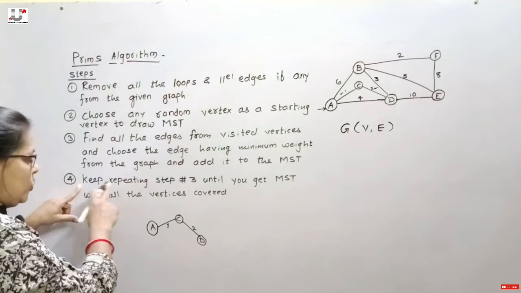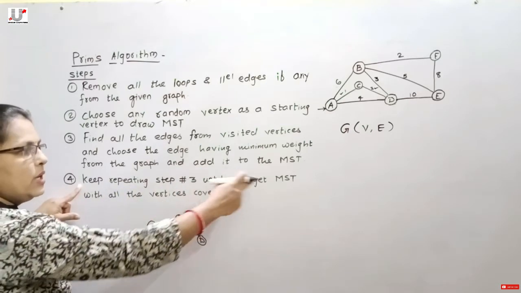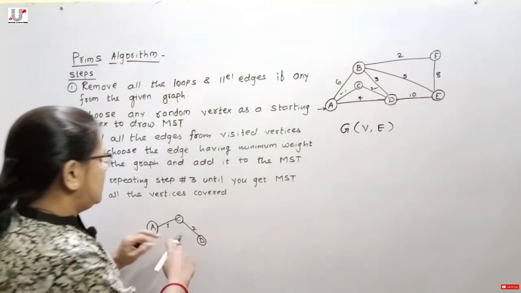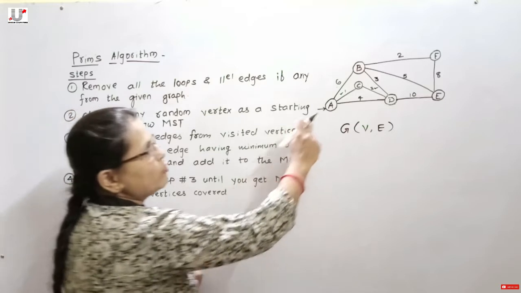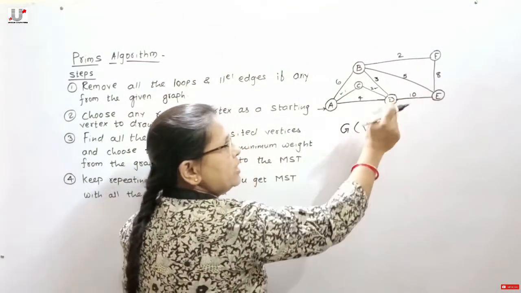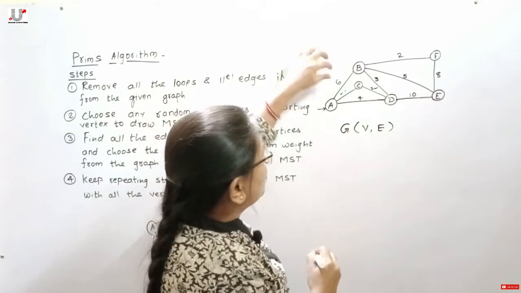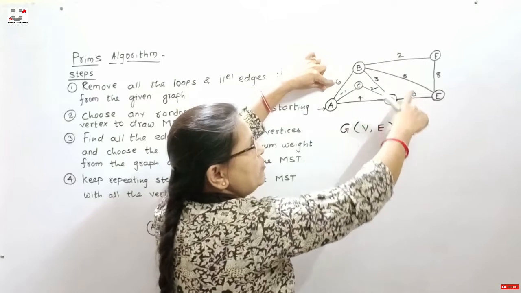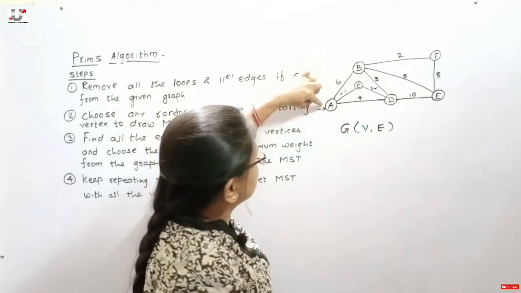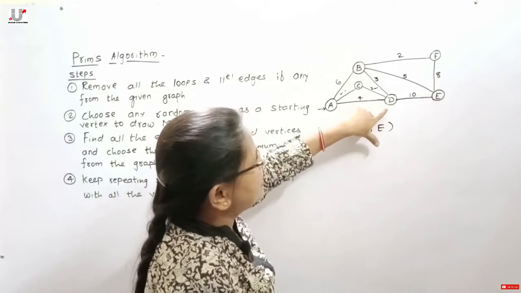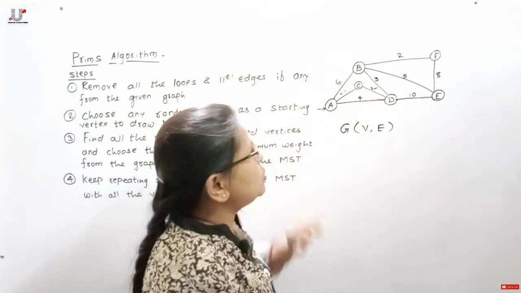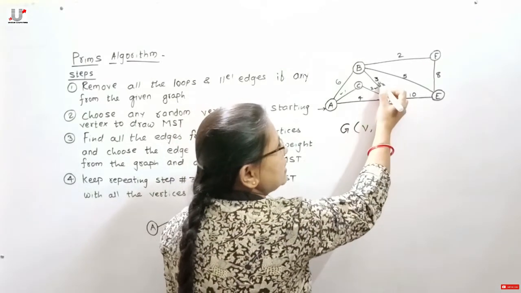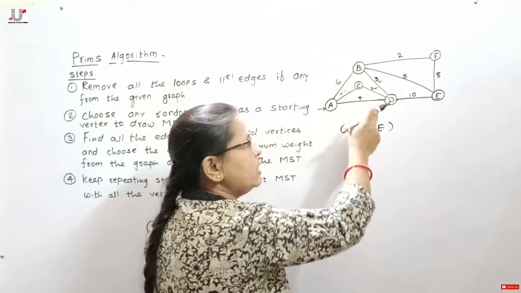Then step number 4, keep repeating step 3 until you get an MST with all the vertices covered. Then from A, C and D, we have to again check all the outgoing edges: 6, 4, 3, 5 and 10. These are the outgoing edges of A, C and D. Among them, we have to choose an edge with minimum distance. So here 3 has the minimum distance, between D to B.